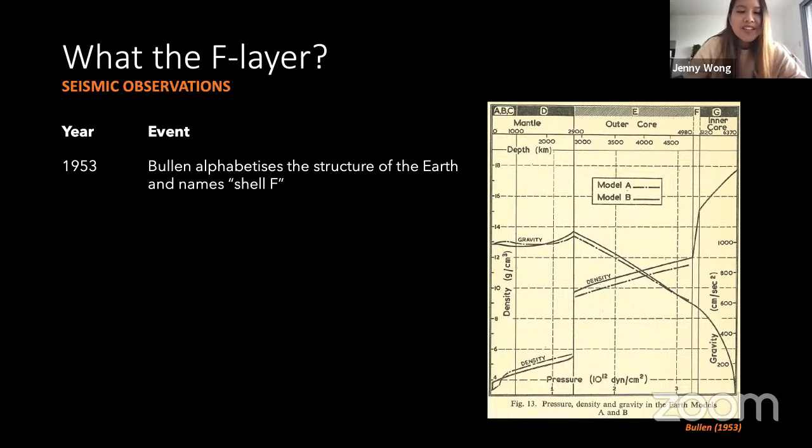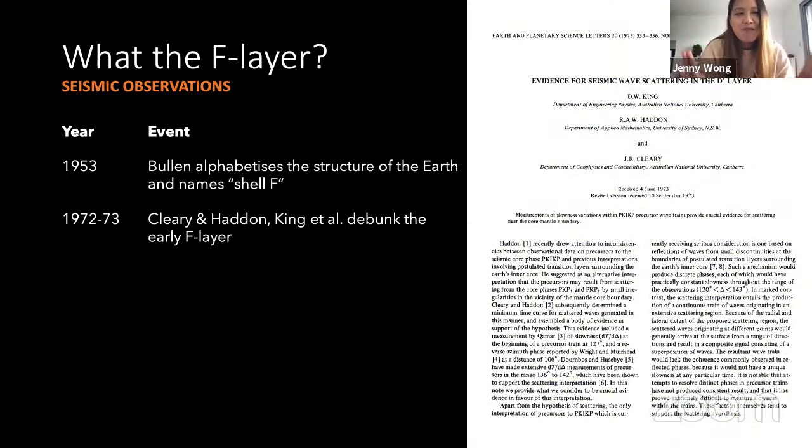found quite some time ago, but actually this is possibly a fake F-layer, because what happened 20 years later is some seismologists called Cleary, Haddon, King et al. They actually debunked this early F-layer and found it was an artifact of some seismic waves scattered from the D double prime layer. So the interest in this initial F-layer completely disappeared after that. And even though some people tried to start thinking about dynamical models for how to explain it, this was kind of like the death knell for interest in the F-layer for quite some time.